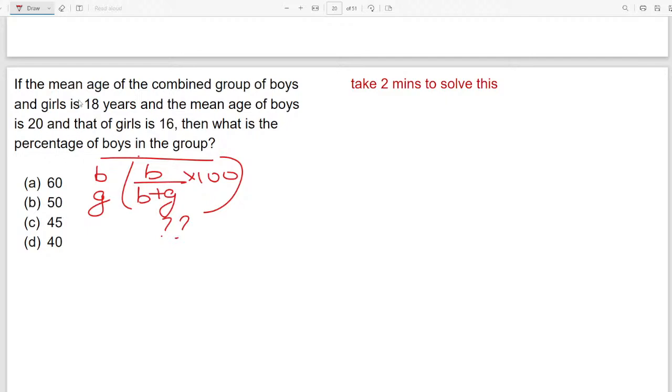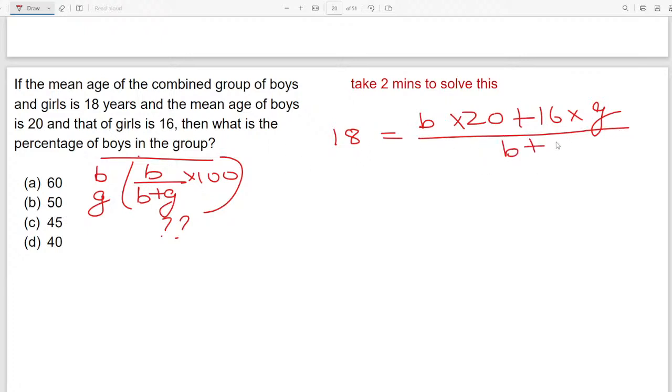And what they've given is, the mean age of the combined group of boys and girls is 18, so combined is 18, and the mean age of the boys is 20. So the number of boys is B into 20, and that of the girls is 16 into G, divided by B plus G. So we'll cross multiply this. This is 18B plus 18G is equal to 20B plus 16G.